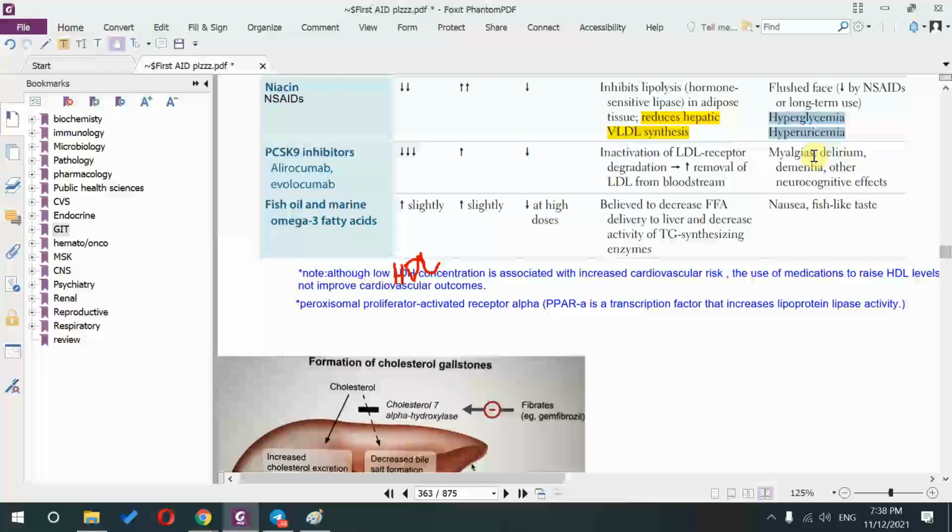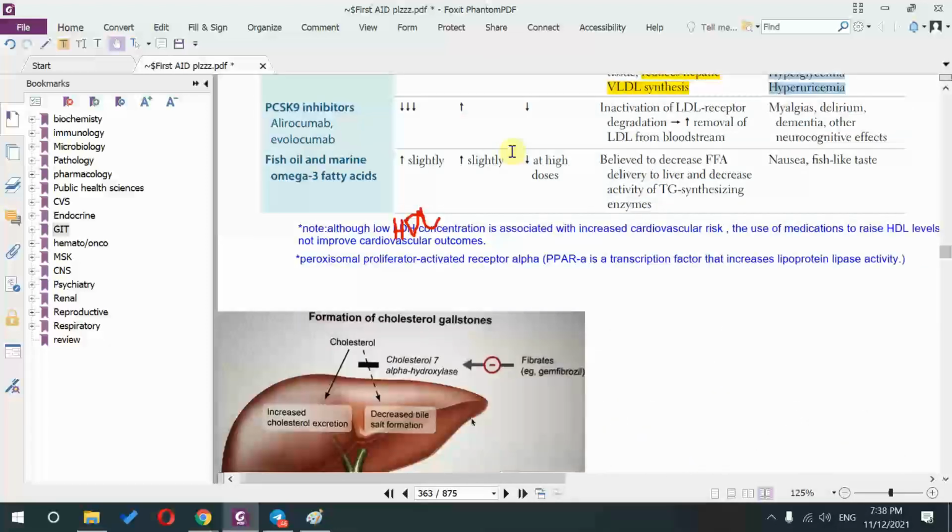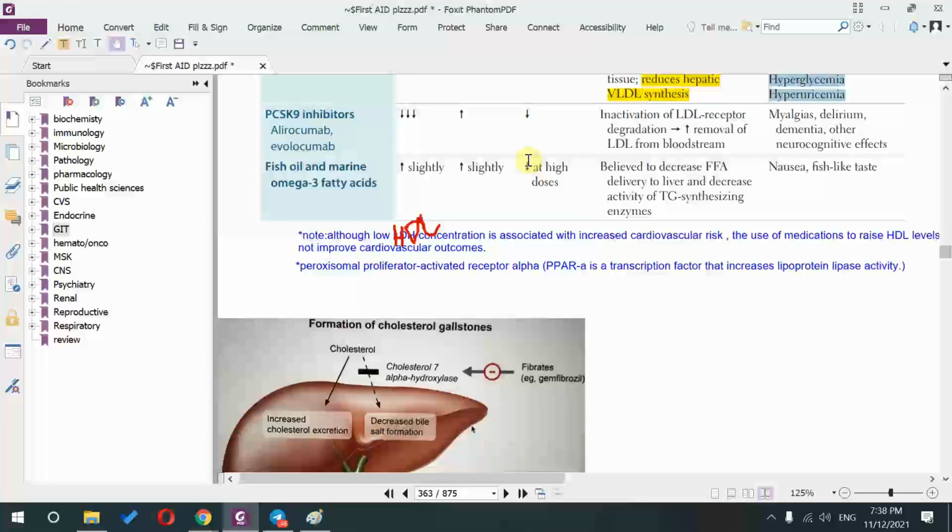The fish oil and the marine omega-3 fatty acids, which is like in the fish. Notice here that the LDL actually will be slightly enlarged, okay? It will be slightly enlarged. And the HDL will also be slightly enlarged. But there will be a decrease in the triglyceride on large doses. Well, why would someone take it if that is the case? Well, people take it for other causes.